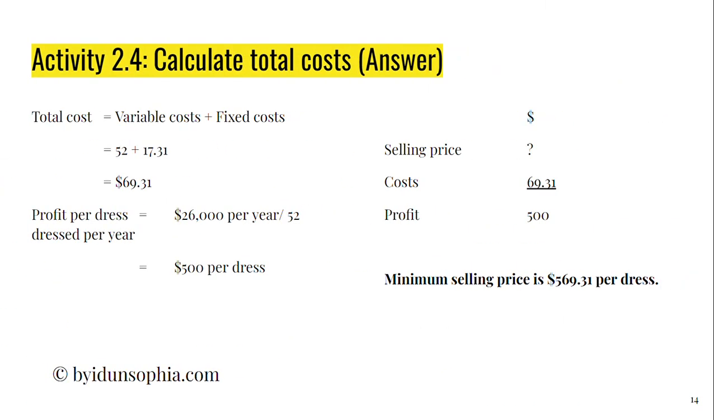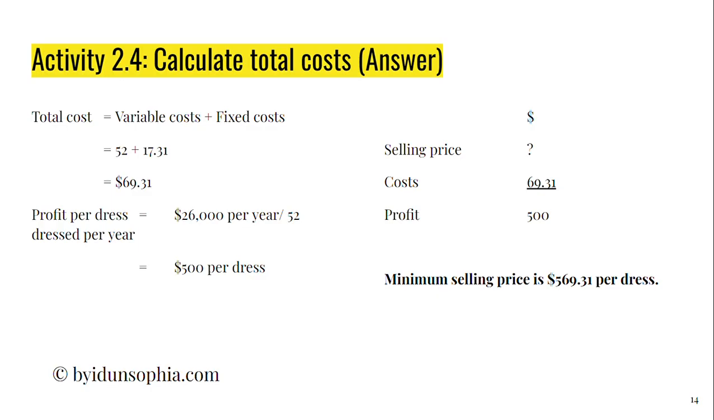Let's have another go. Oh, I missed a slide there. Right, so you go through, and now we calculate the price. You've got your variable and fixed costs. She says she wants profits of 500, so I think of a number. I take away 69.31, I get 500. I work back up, 569 per dress. I happen to know that wedding dresses retail for considerably more than that. But there we are.